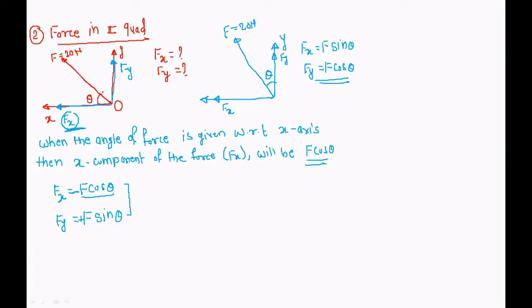Okay. If the theta is given with respect to x-axis, then x component will be cos theta and y component will be sin theta. Okay. And if theta is given with respect to y-axis, then y component will be cos theta and x component will be sin theta. So this is the only change.